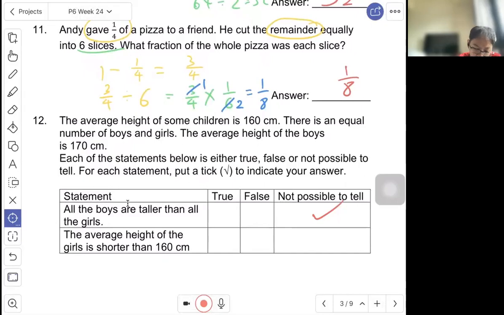Then for statement 2, the average height of the girls is shorter than 160 cm. So the key thing here is there's an equal number. Since the average height is 160 cm and the boys' average is 170, since the boys are already above the average, the girls will be below the average. That's why it's shorter, so it's true.